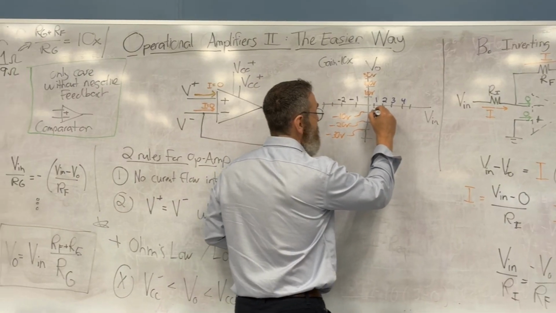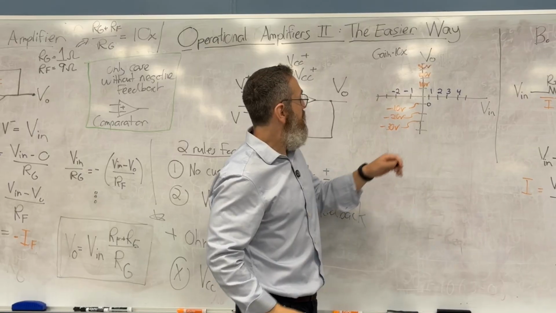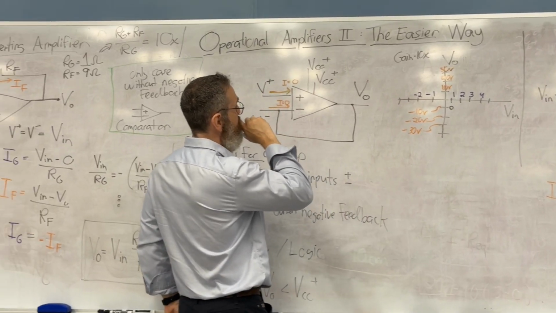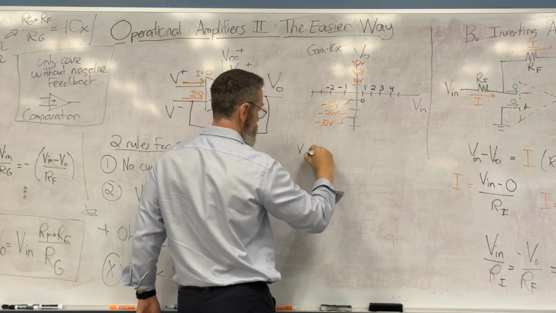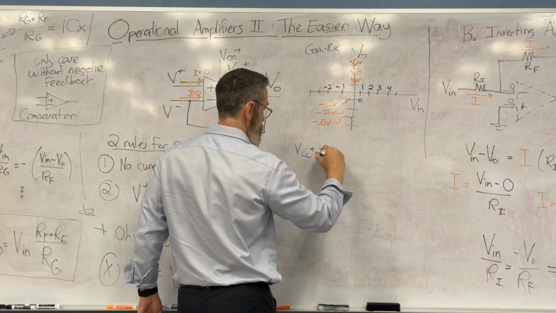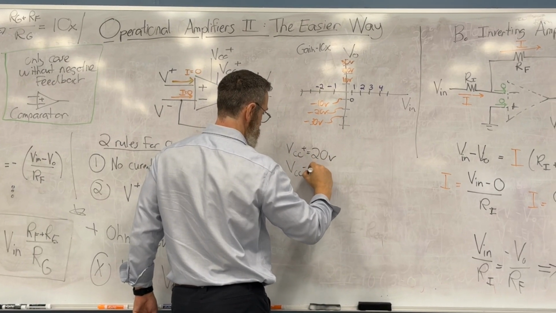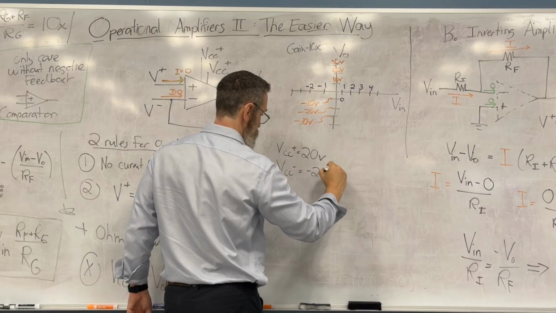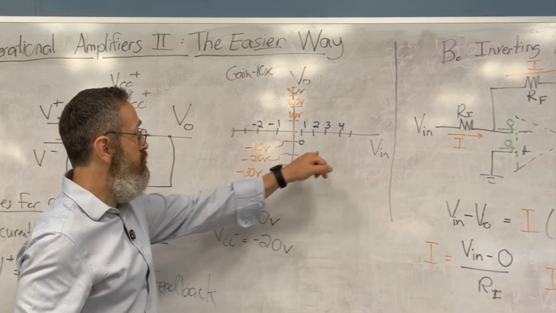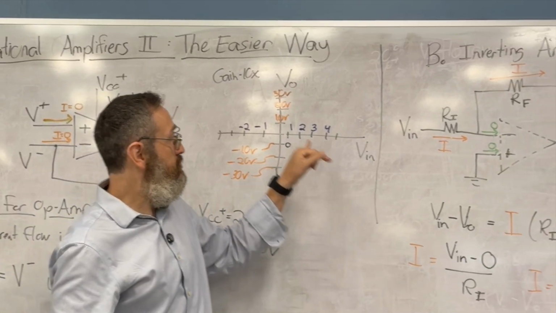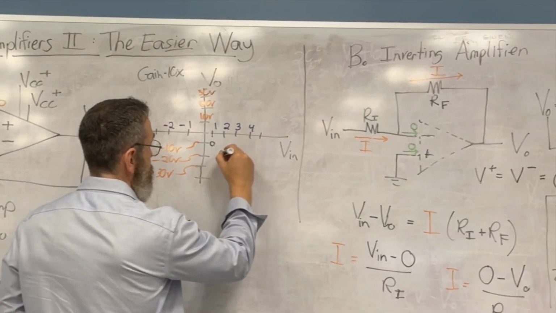So I'm going to put that here. And I'm going to say, by the way, that VCC plus is 20 volts and VCC minus is negative 20 volts. Okay, let's go to an input of 2. If the input is 2, what is the output? Negative 20.